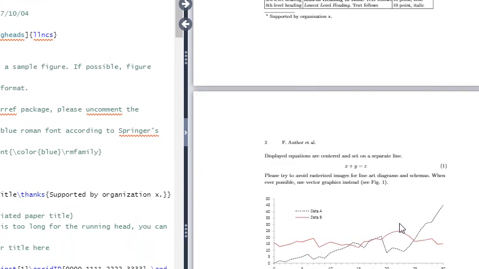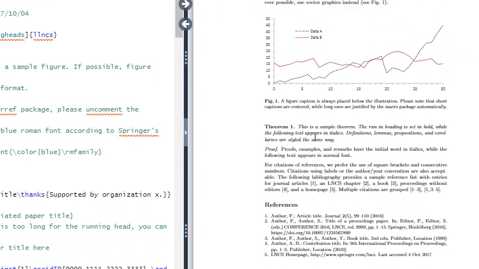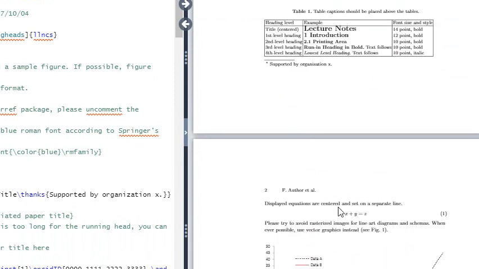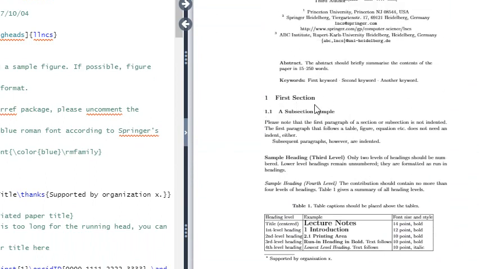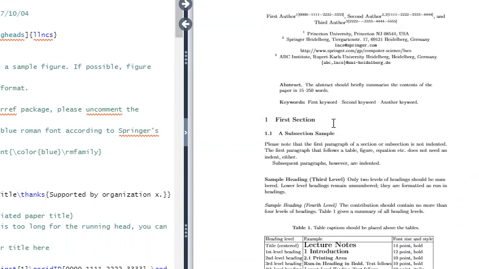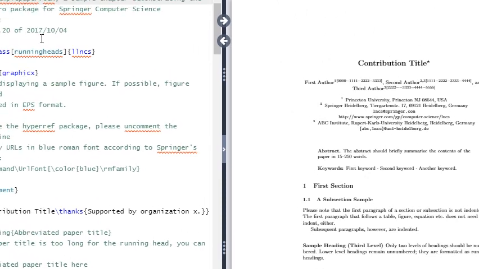Okay, now here you can edit the references, theorems, the pictures, the table, and how to write the headings, subheadings, and you can also insert images. Also you can edit the first author, second author, and also the contribution title. Let me explain the code first.